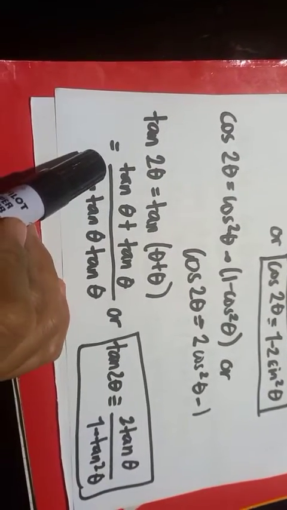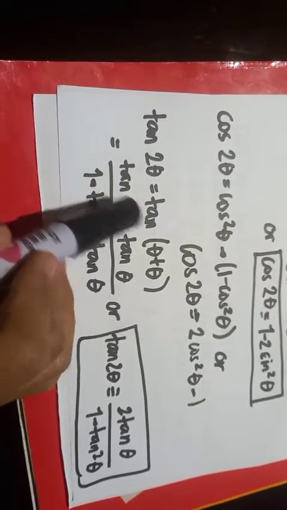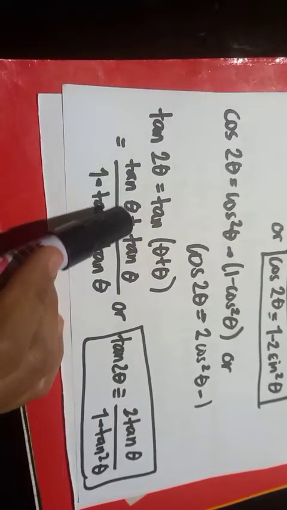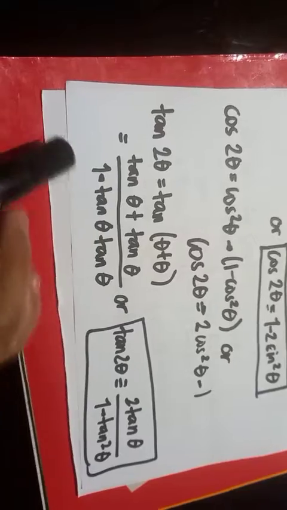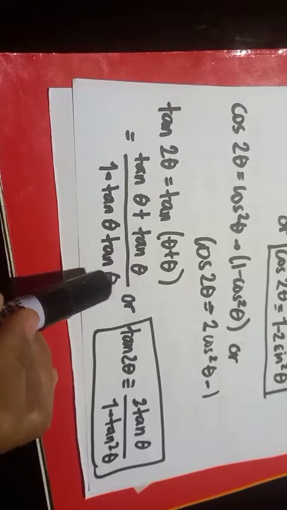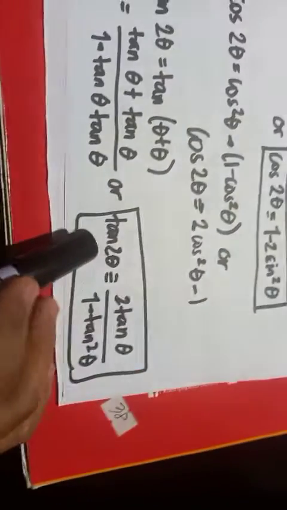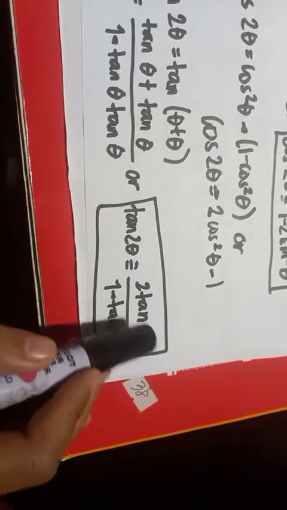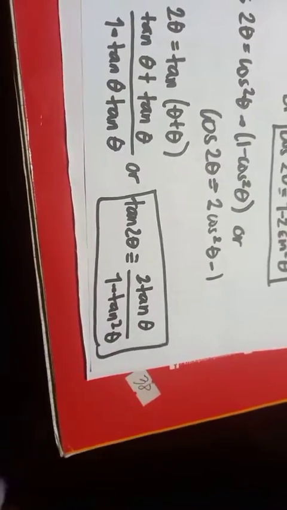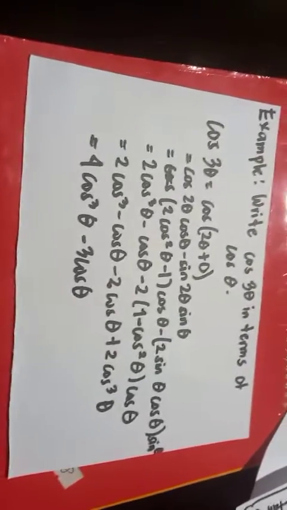We can also have tan 2 theta is tan of the quantity theta plus theta. So we have tan theta plus tan theta all over 1 minus tan theta tan theta, or tan 2 theta is equal to 2 tan theta over 1 minus tan squared theta. So this is our tan 2 theta. So we have an example here.